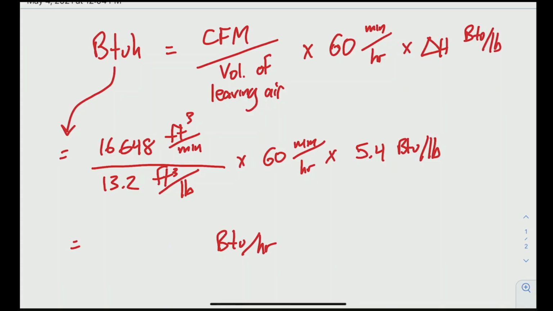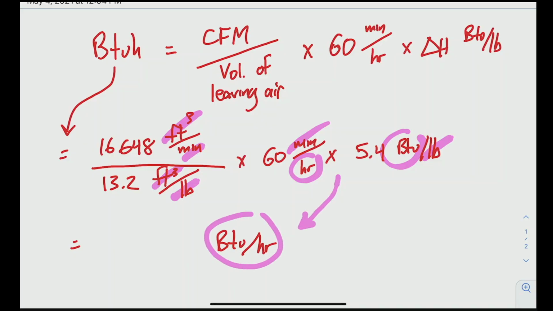And we can show those cancellations by switching over to purple. I'll show you right now. So first of all, the minutes cancel out because minutes divided by minutes, those go away, right? And the pounds cancel out because pounds divided by pounds here. And the cubic feet cancel out because cubic feet cancels out with cubic feet here. And so you can see how when you multiply this all out, you're going to end up with only BTUs per hour.